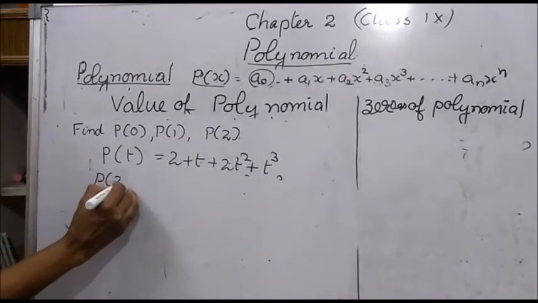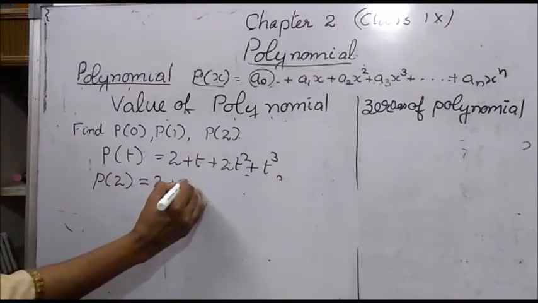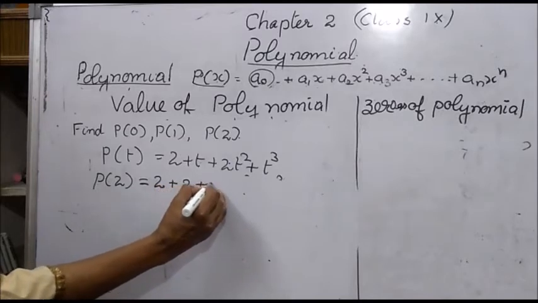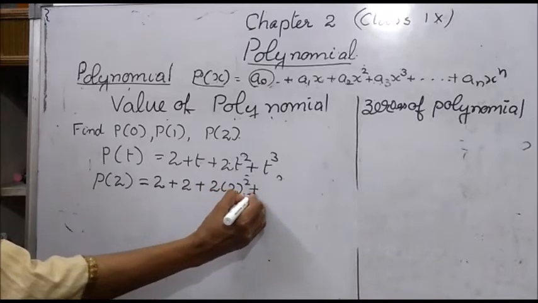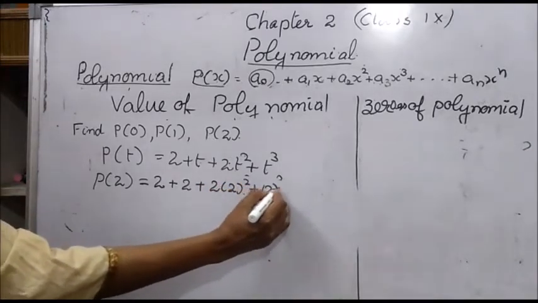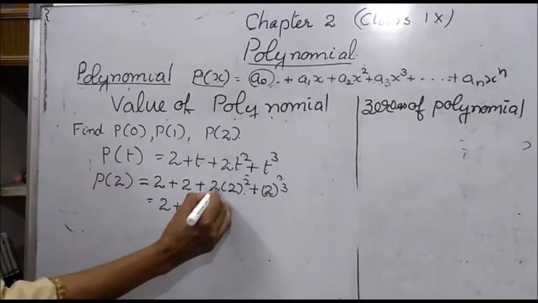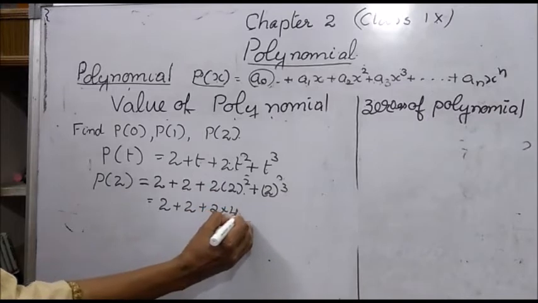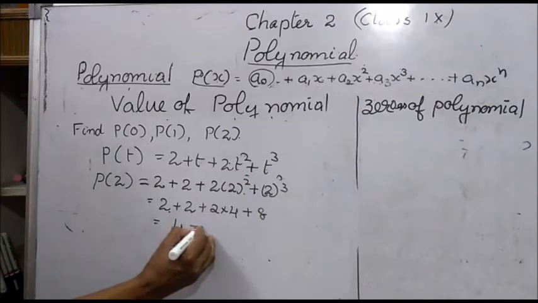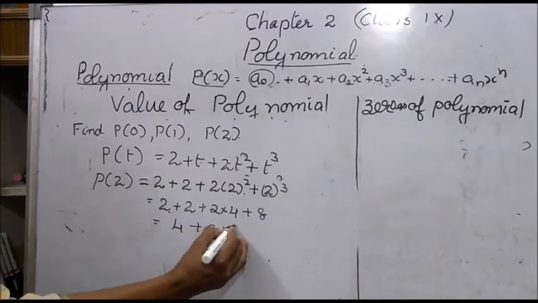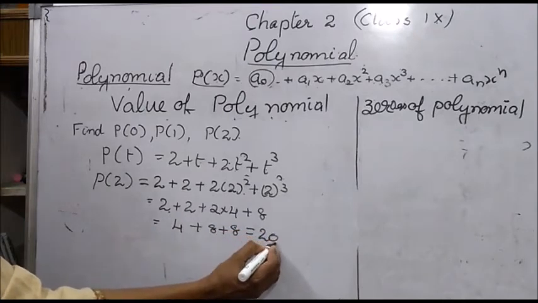P of 2 equal to 2 plus, in the place of t again we put 2 plus 2 into t square, 2 square plus 2 cube. That is 2 plus 2 plus 2 into 4 plus 8. That is 2 plus 2, 4. 4 plus 8 plus 8. That is 16. 16 plus 4, 20.